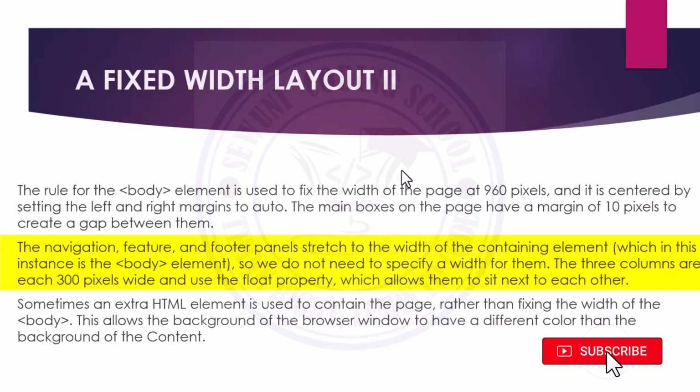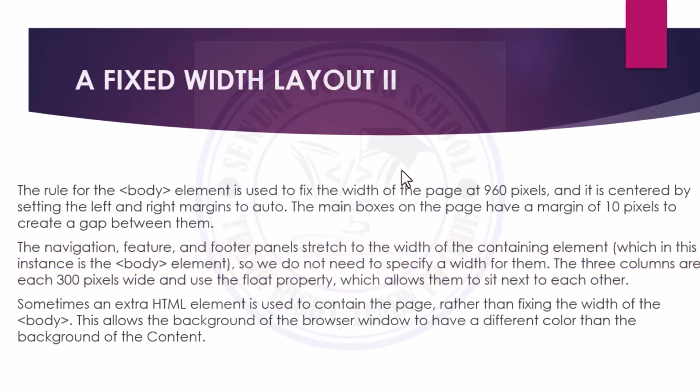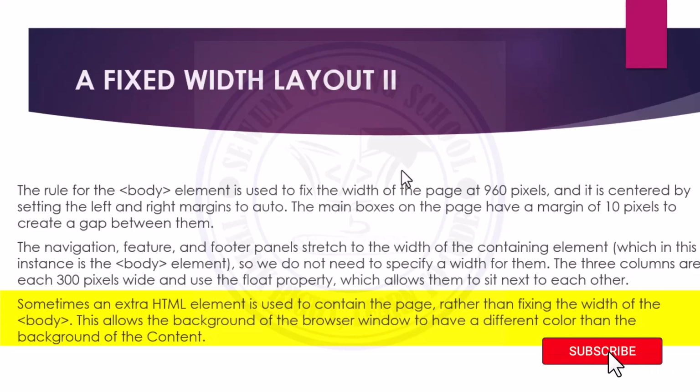The 3 columns are each 300 pixels and use the float property, which allows them to sit next to each other. Sometimes an extra HTML element is used to contain the page rather than fixing the width of the body. This allows the background of the browser window to have a different color than the background of the content.